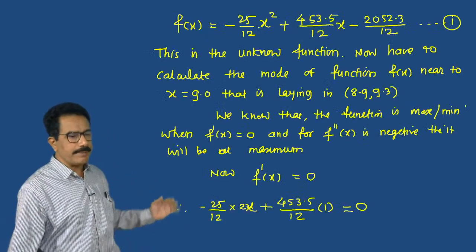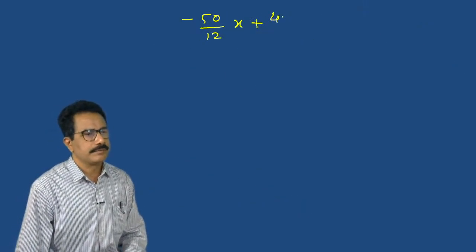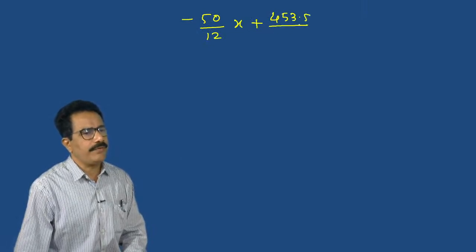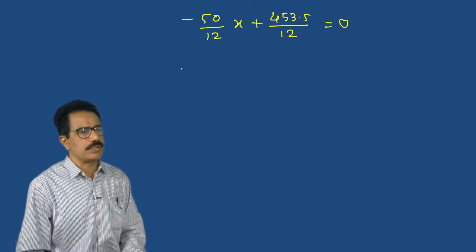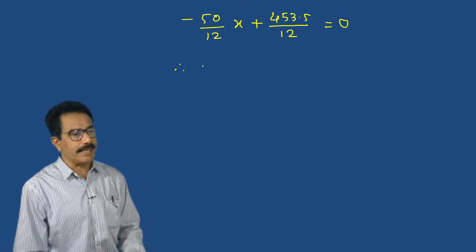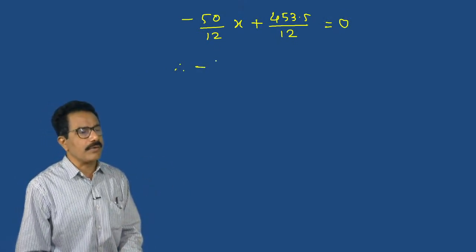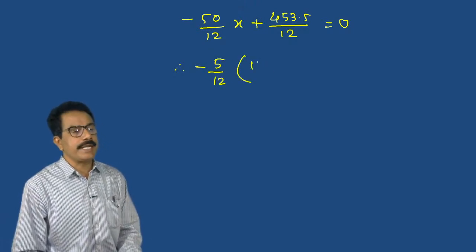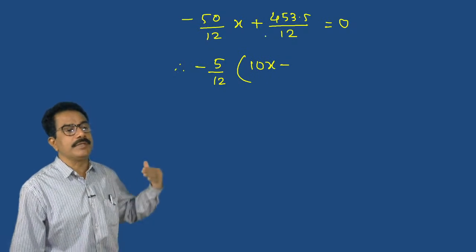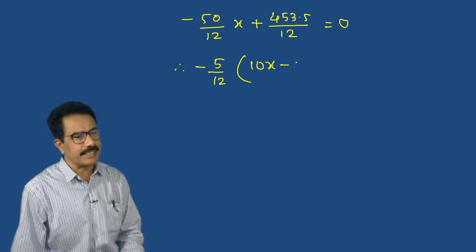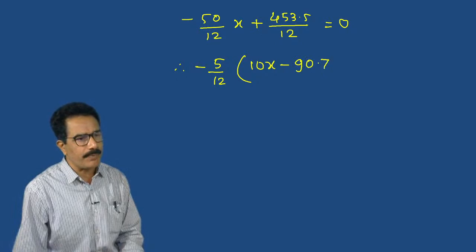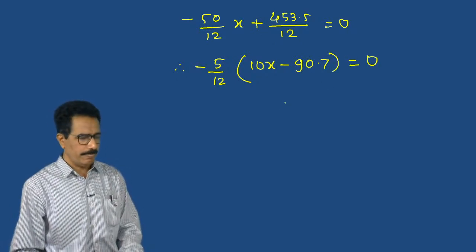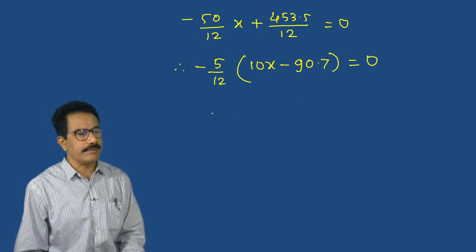2050 minus 50 divided by 12x plus the remaining term is 453.5 divided by 12, which is equal to 0. Now if we take the common, what is that common? We shall take the common, that is 5 divided by 12, then it will be 10x and minus, because the common is taken out, plus becomes minus, it is correct, and which is given by 90.7, which is equal to 0.